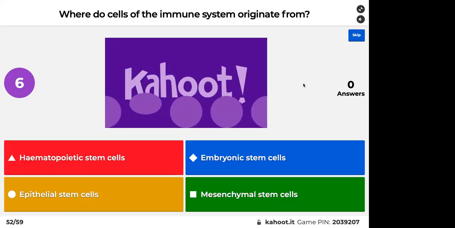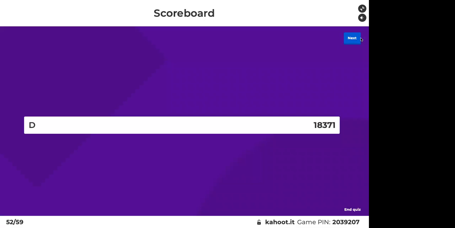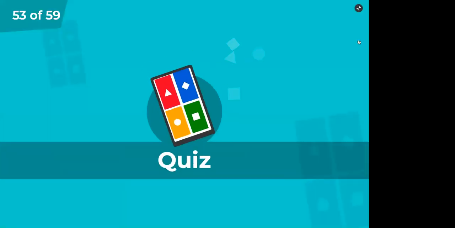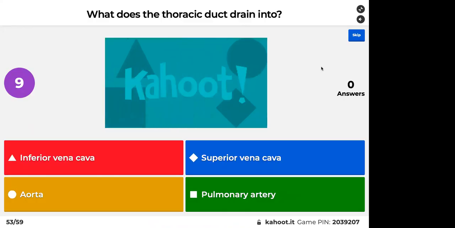All right, so this is quite a throwback from week six. Well, oh no, actually, sorry, you would have covered it this week, but this was in week six. Anyway, yes, cells of the immune system originate from hematopoietic stem cells, which can be located in the bone marrow. So, yeah. There's a whole flowchart as well in the slides if you want to check that out. So what does the thoracic duct drain into?